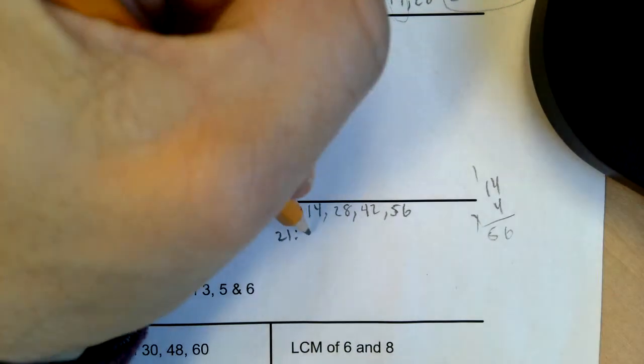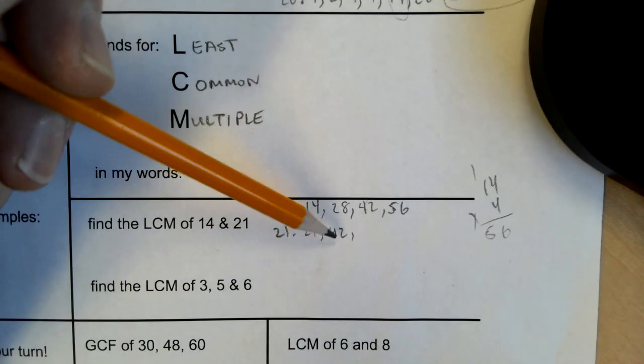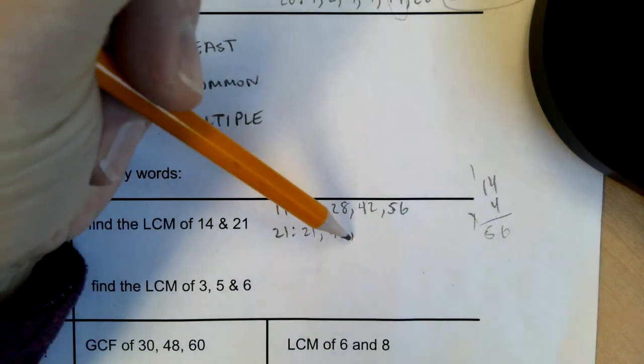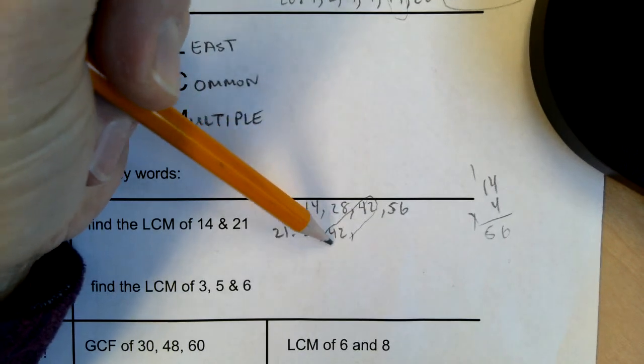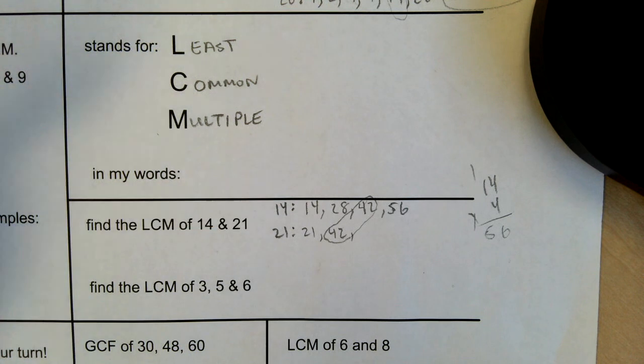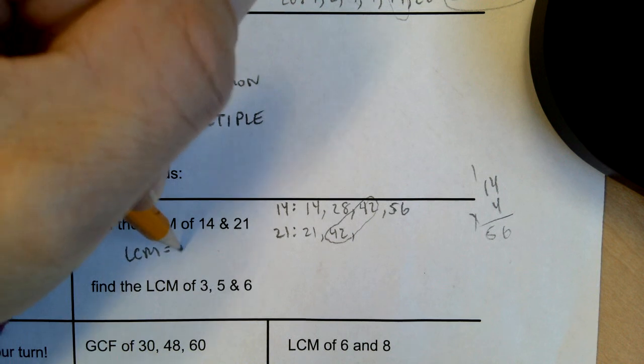Now, 21 times 1 is 21. 21 times 2 is 42. And I can stop right there because now we have a number in common. And you're looking for the least common multiple. So as soon as you get to a number that both of the numbers can go into, you stop. LCM equals 42.